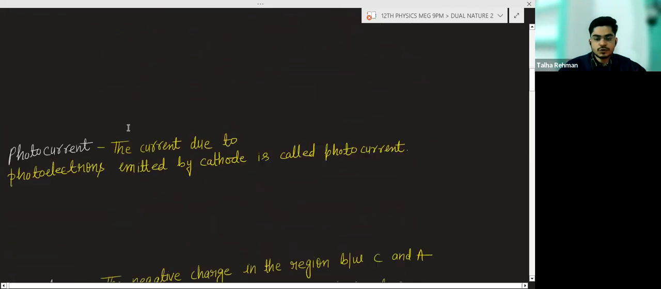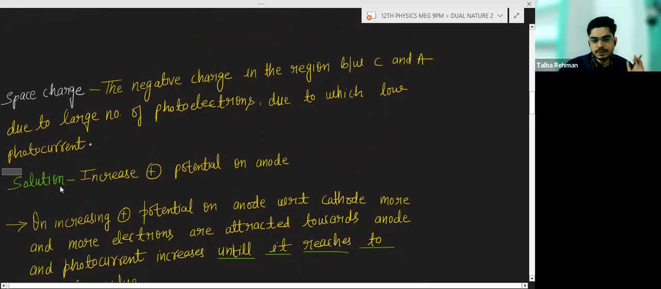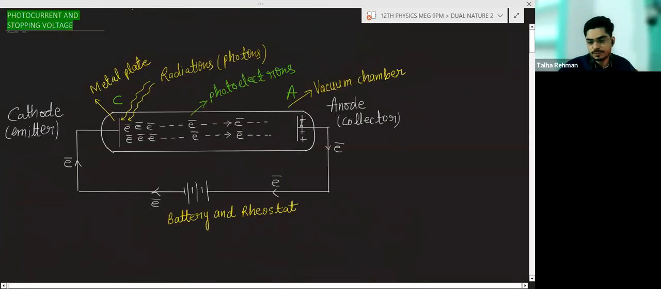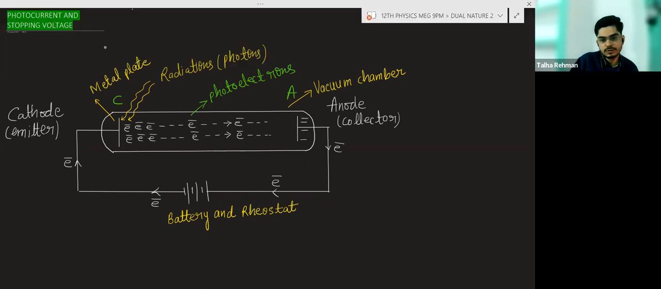So this is the photocurrent, space charge, and solution of the space charge. And what will happen when you increase the positive potential on the anode? Now instead of positive potential, suppose we are giving negative potential to the anode.